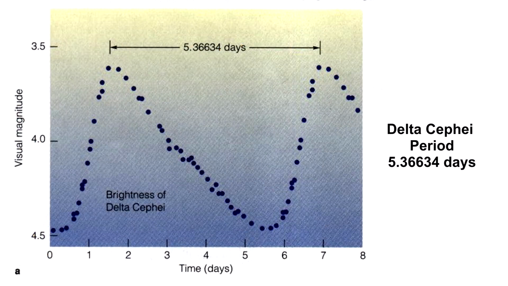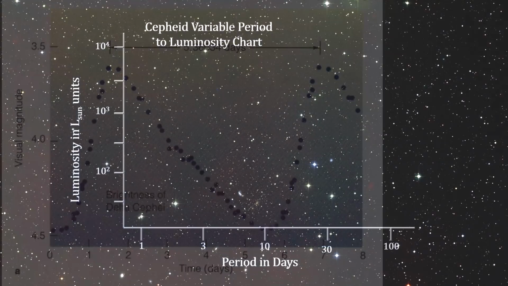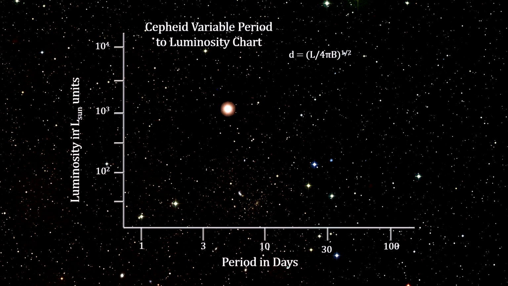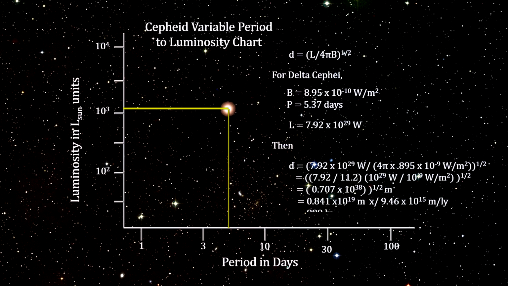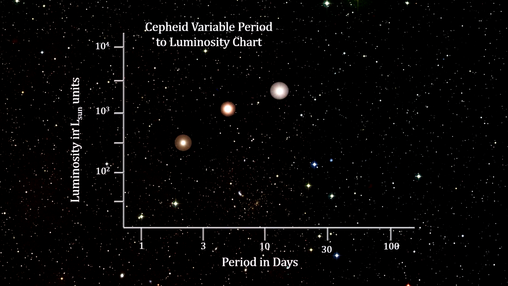Here's its light curve, showing luminosity changes over time. The pattern is quite regular. Early in the 1900s, Henrietta Leavitt thought to plot Cepheid luminosity cycle periods against luminosity. She found that the period of these stars varied in proportion to their absolute brightness.